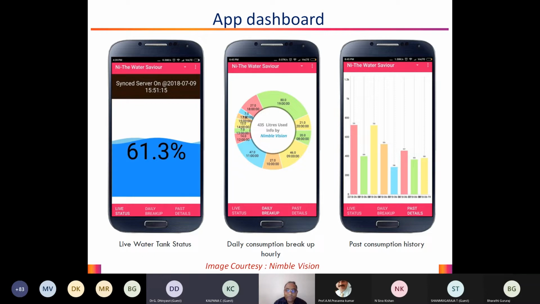So this will give you a fair idea about what your daily consumption is and what kind of leakage is taking place, or what kind of unwanted usage is happening, and based upon it you can always control that particular point. And it will give you a lot of history also, based upon what kind of water consumption has taken place over the past 6 months or 1 year.